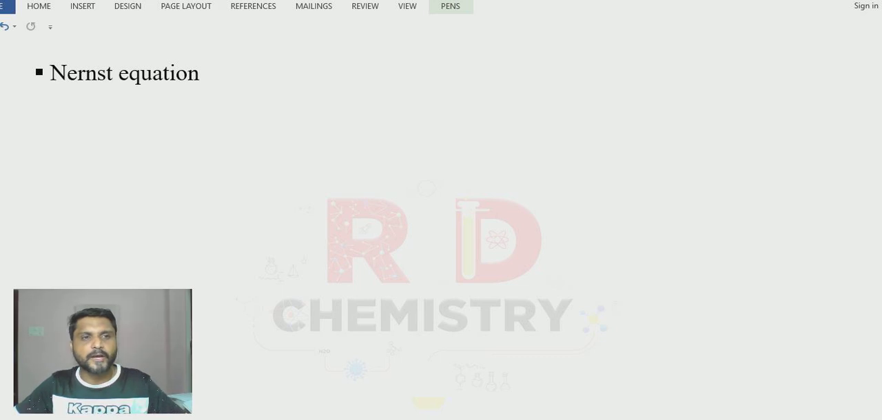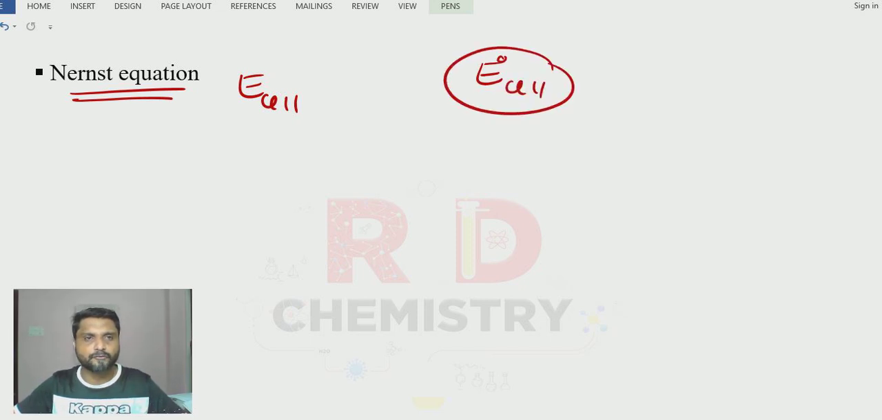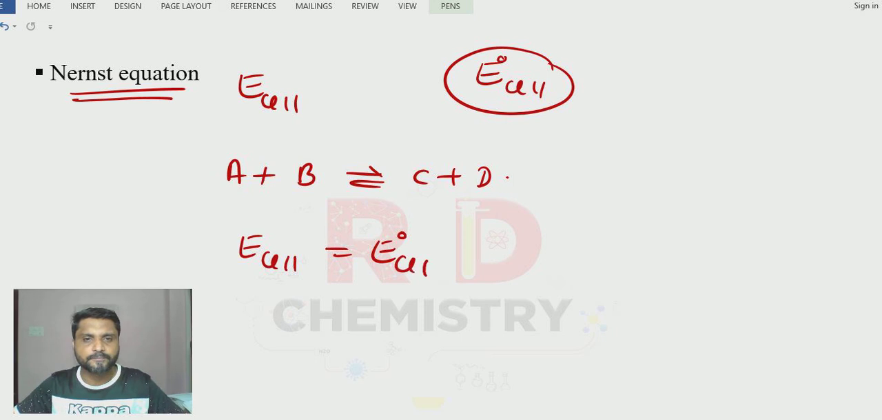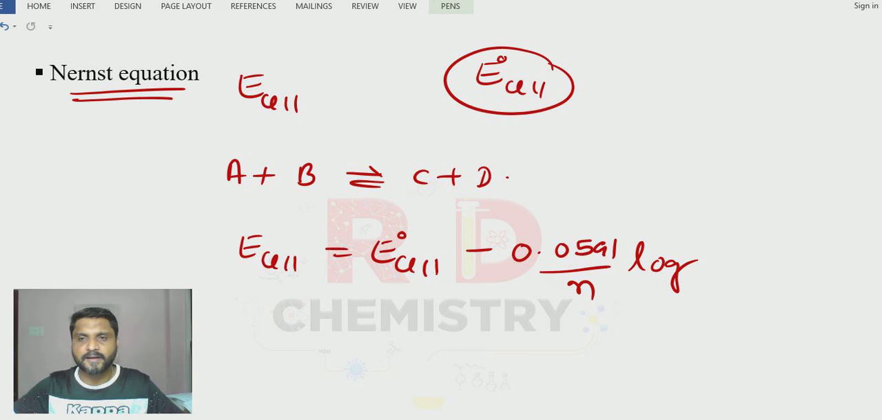Now this Nernst equation is required to calculate E cell, not E naught cell. So E cell is connected to E naught cell. So what is the formula? I have to take the cell reaction, for example, A plus B giving C plus D. Correct? So we have E cell is equal to E naught cell minus, I'll write the simplified form, 0.0591 divided by n, the number of electrons lost or gained, log of concentration of C into concentration of D divided by concentration of A into concentration of B.